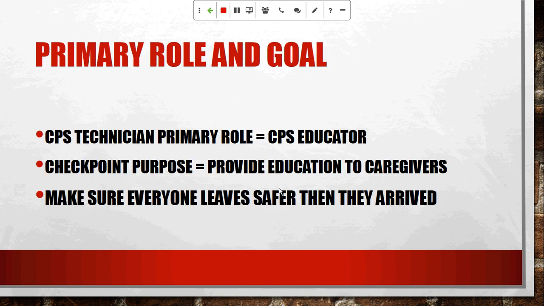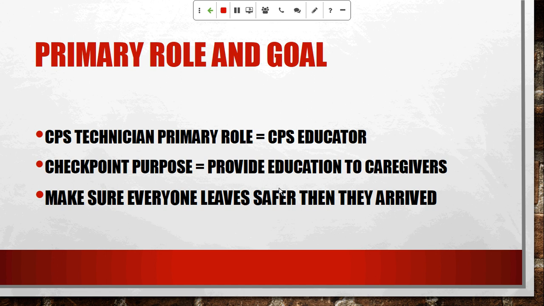So first, let's briefly touch base on the primary role and goal of CPS technicians and CPS checkpoints or checkup events. The primary role of a child passenger safety technician is to educate caregivers. With that being said, the primary role of a car seat checkpoint is to provide education to the community through an event. The knowledge technicians provide is meant to empower caregivers to properly install and advocate for the use of appropriate car seats for their child.